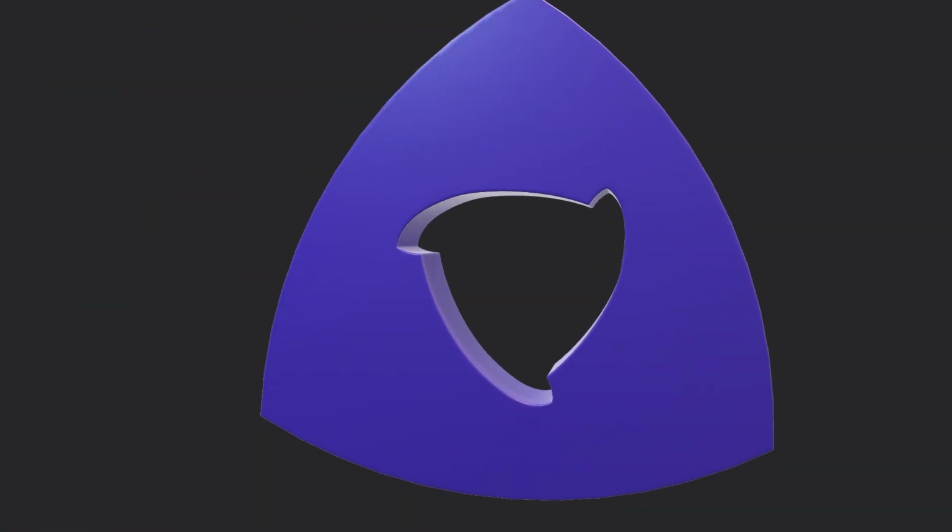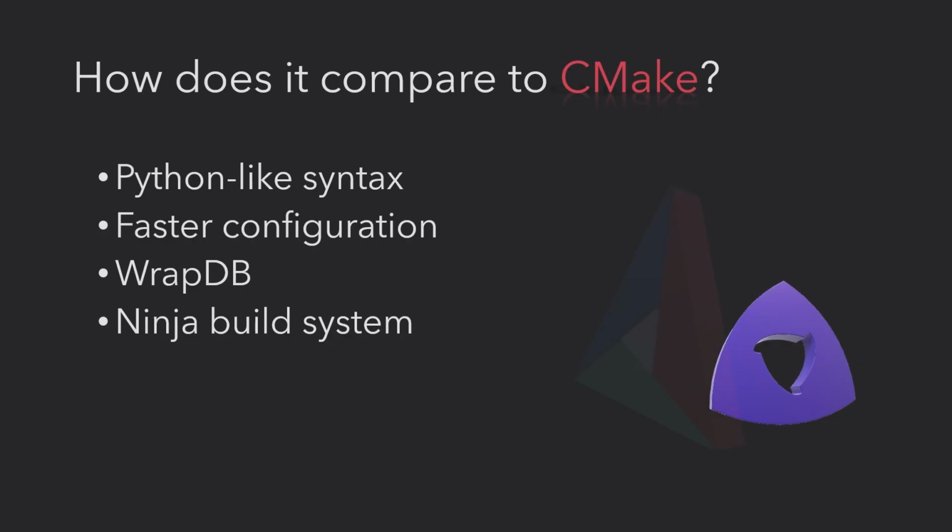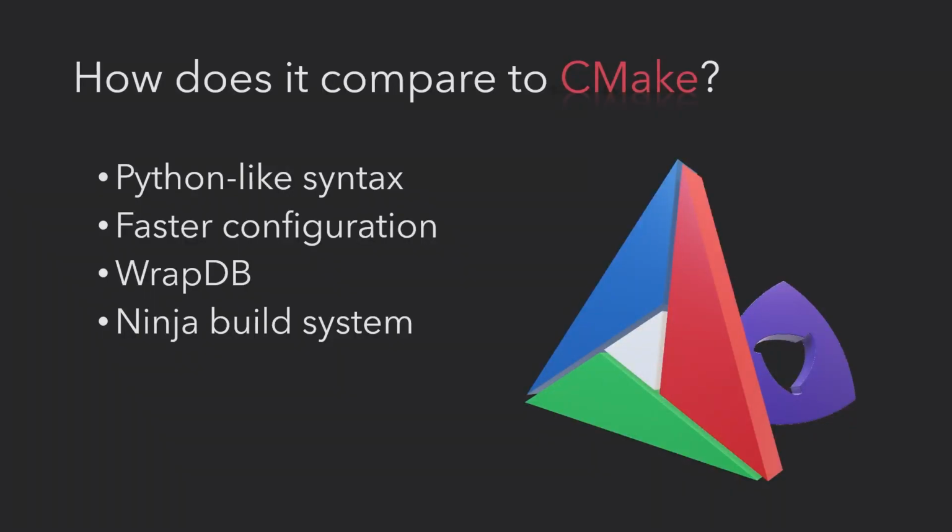So let me first introduce Meson. Meson is an open source build system, which means you can go into GitHub and contribute to it. It's very fast and user-friendly, and the one difference between this and CMake is that it has a built-in package manager. It has a Python-like syntax, and the reason it's faster than CMake is because it uses the Ninja build system under the hood, whereas CMake uses Make.